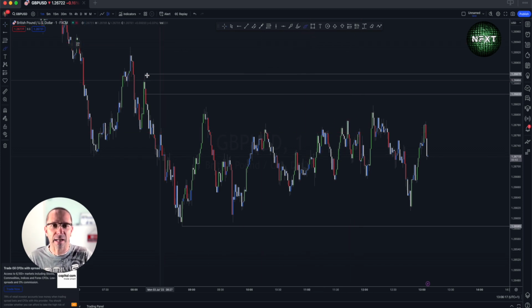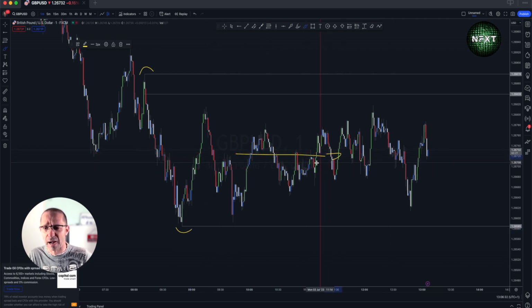So what I'm actually looking at the moment is we're inside this trading range. That's all I want to know right now, is what trading range I'm inside. So this is my trading range. Since then, you can see price has just gone sideways. We haven't really gone anywhere at the moment.